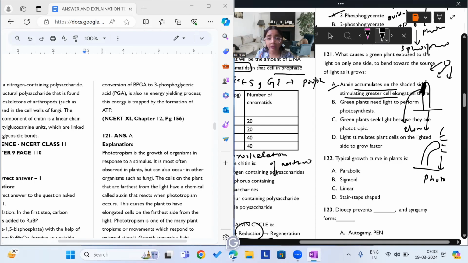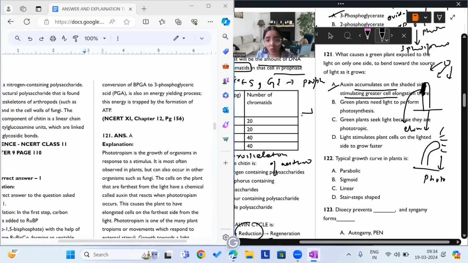Okay, so whenever light is falling on a plant, auxins accumulate on the opposite side where the light is not falling, and there they cause cell elongation. This causes movement, bending of the plant towards the sunlight. So the answer to question 121 is option 1, and this is known as phototropism, that is, bending of the plant in response to sunlight is known as phototropism.